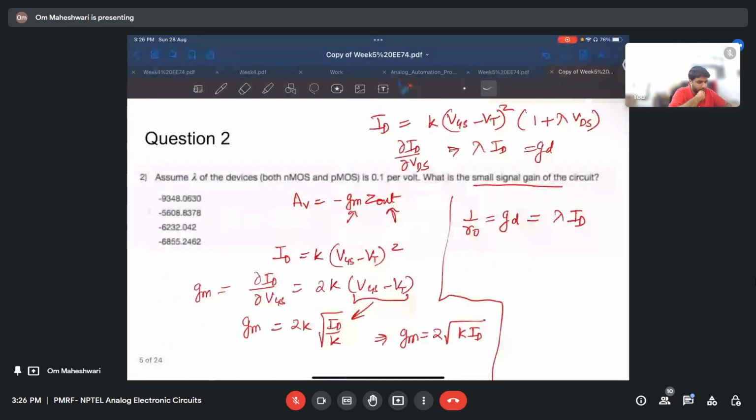What is GM? GM is the change in ID with the change in the input voltage. So that is GM.